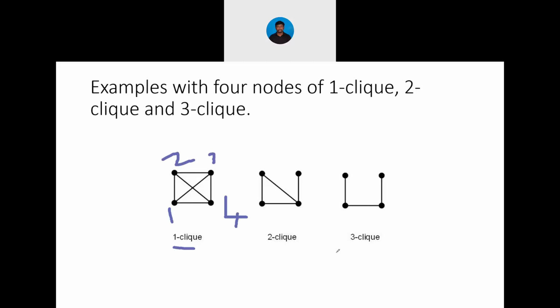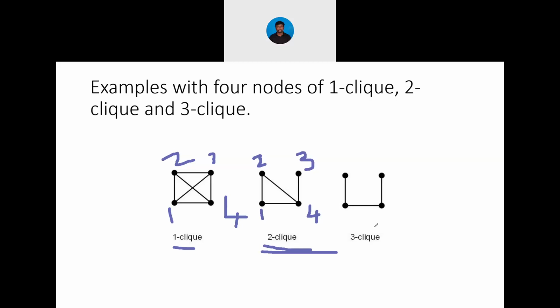What is meant by two-clique here? Consider this first node. It reaches the second node with a distance of 2, it reaches the fourth node with a distance of 1, and it also reaches the third node with a distance of 2, and hence it is called a two-clique.